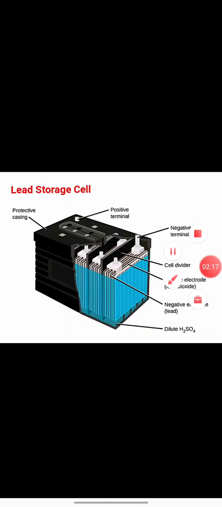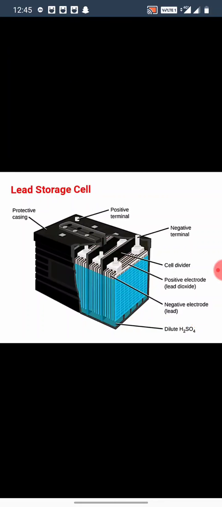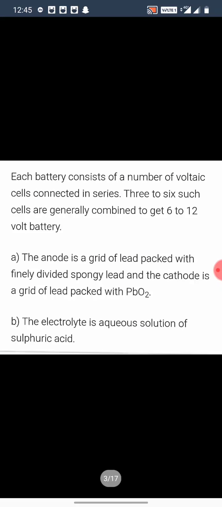As an electrolyte, we have dilute H2SO4 in this lead storage cell, and we have lead both as anode and cathode present in the lead storage cell. Now let us see in what form lead is present in the form of anode and cathode. So before that, let us see what is mentioned here.